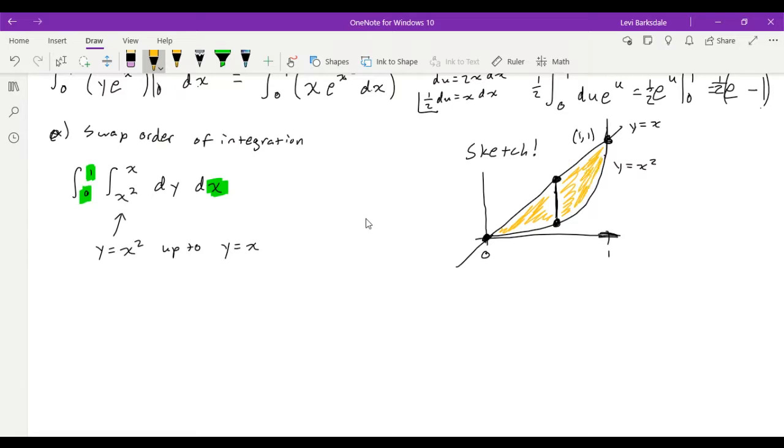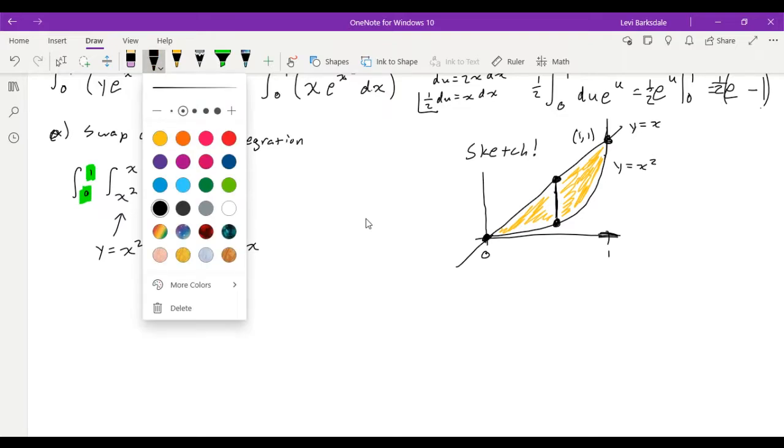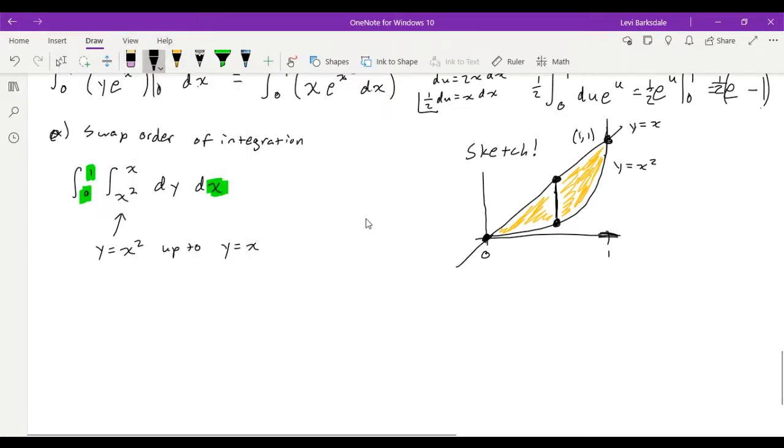Now, if instead of having our x terms constant, we wanted to have our y terms constant, we simply look for the smallest y and the largest y. The smallest y, of course, occurs right here, which is y is equal to 0. And the biggest y occurs all the way up here at y is equal to 1. So that tells us that our new y limits are going to be from 0 up to 1.